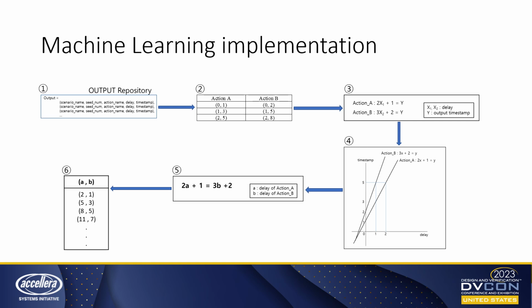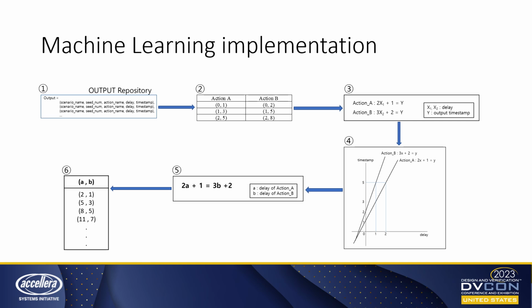Gathering information in the output repository, we extract it in the form of coordinates, like number 2. So each action has a coordinate made from the input delay and its output timestamp information. Using multiple such coordinates, we can make linear equations like number 3.